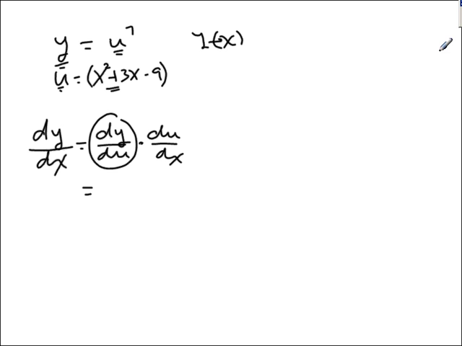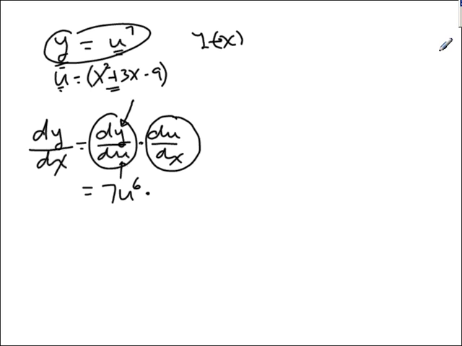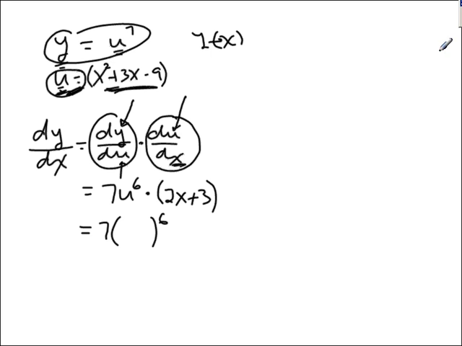The derivative of y with respect to u. So first you want to find something that says y equals and has u's. And there it is. That derivative is simple. It's that times du dx. You want to find something that says u equals and it has x's. There it is. Take the derivative of that, which is 2x plus 3. And then you should substitute back what u is. And u is x squared plus 3x minus 9.